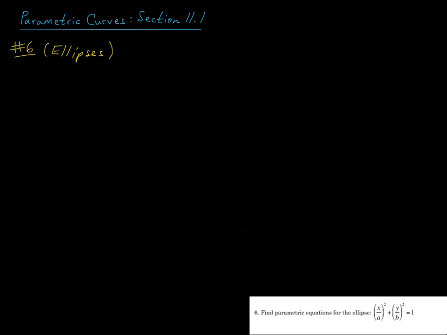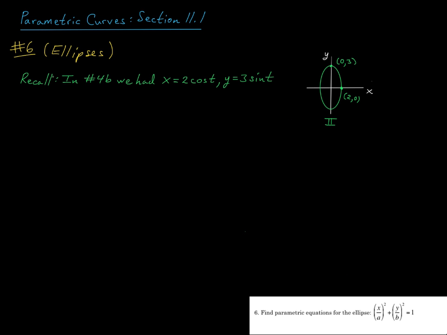Next up is question 6, which says: find parametric equations for the ellipse whose rectangular equation is given by x squared over a squared plus y squared over b squared is equal to 1. All right, now let's first go back to question 4b, where we were matching parametric equations to curves.